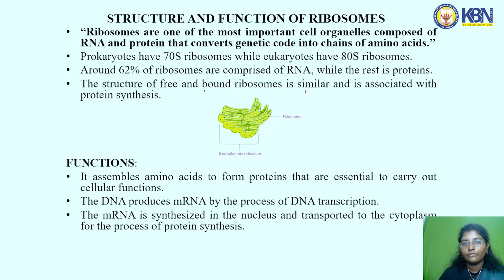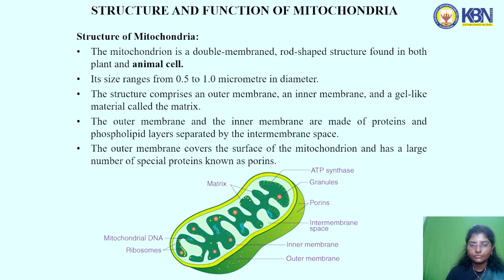And next, structure and function of ribosomes. Ribosomes are important cell organelles composed of RNA; we can observe 70S ribosomes and 80S ribosomes. There are free and bound ribosomes, which are similar and associated with protein synthesis. Ribosomes are helpful mainly for protein synthesis.